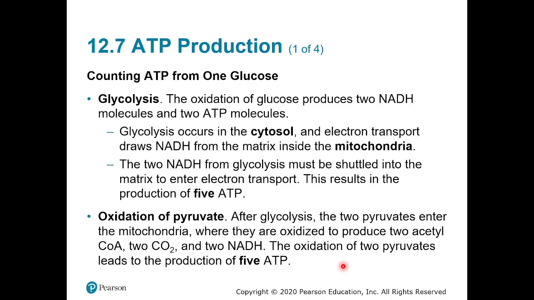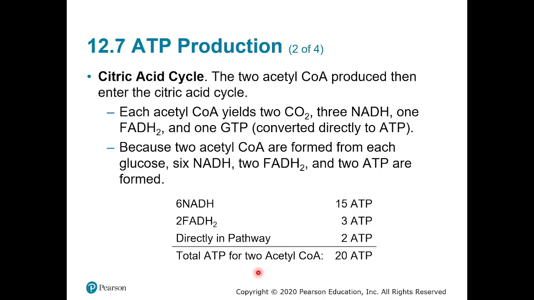Okay. Oxidative pyruvate, oxidation of pyruvate. This is going to be after glycolysis. We have the pyruvates, the 2 pyruvates. They're going to enter the mitochondria. They're again then going to produce 2 acetyl-CoAs, 2 CO2s, and 2 NADHs. And so that oxidation of those 2 pyruvates is going to give us again a net of 5 ATP, because you do it twice, 2 times 2.5.